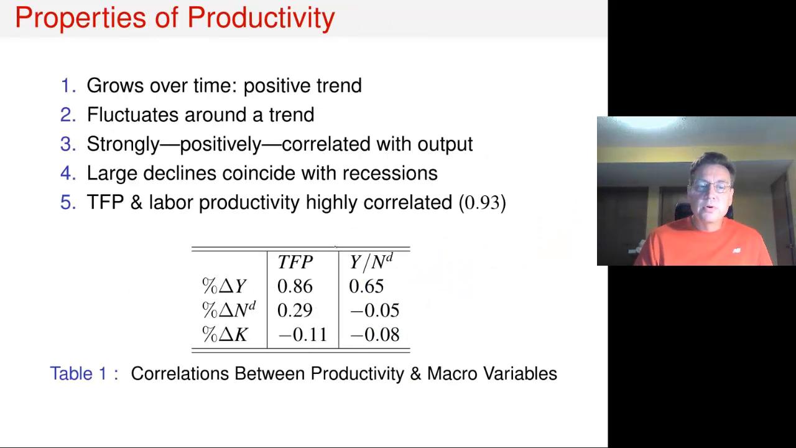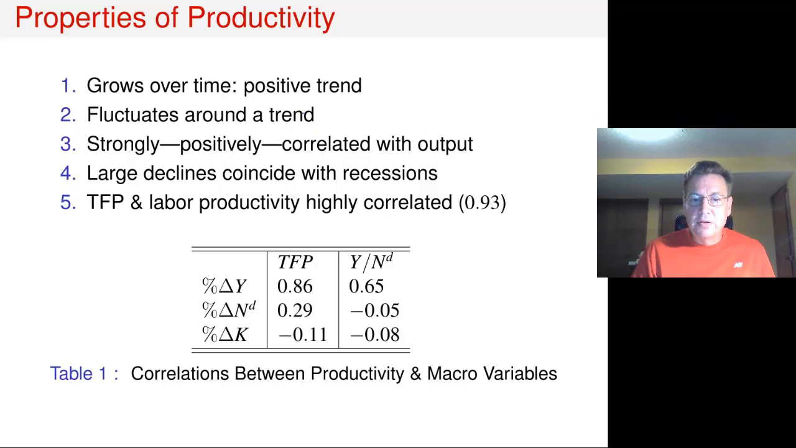Now, there's some important characteristics of productivity. One is that productivity does grow over time. There's a positive trend, but it fluctuates around that trend. Productivity is very strongly positively correlated with output, and large declines in productivity tend to coincide with recessions. It's also the case that these two different measures of productivity that we were just talking about are highly correlated. So the correlation between them is 0.93.